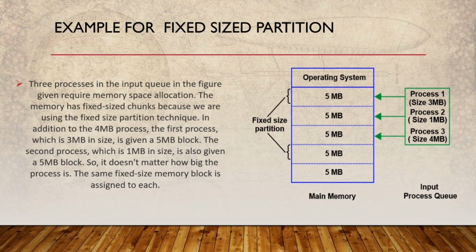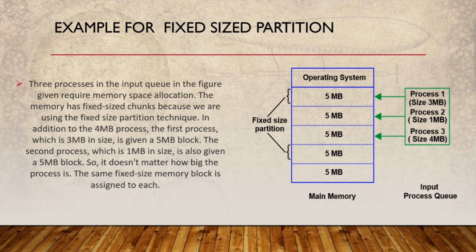Here the solution for this problem is, firstly, the memory has fixed chunks because we are using the fixed size partition technique. In addition to the 4 MB process, the first process, which is 3 MB in size, is given a 5 MB block, and the second process, which is 1 MB in size, is also given a 5 MB block. So we can understand that it does not matter how big or small the process is. The same fixed size memory block is assigned to each.